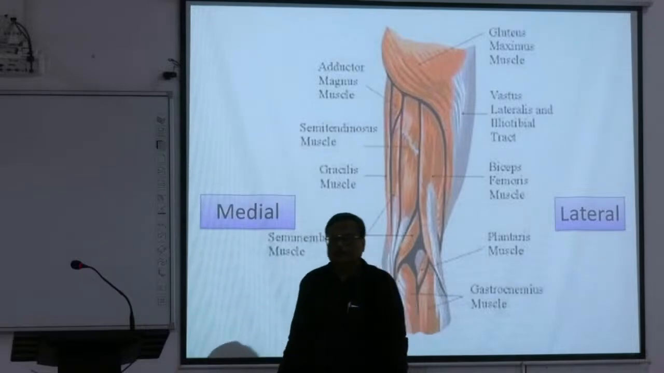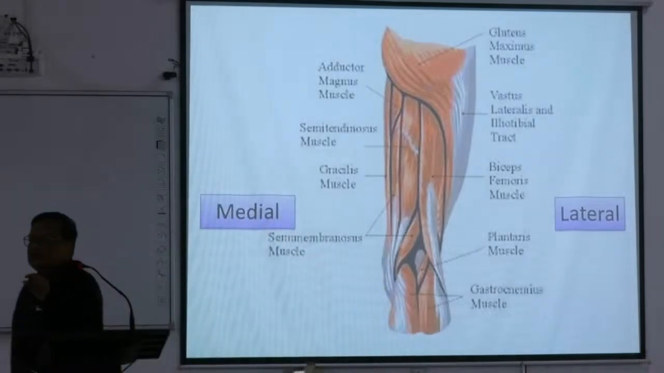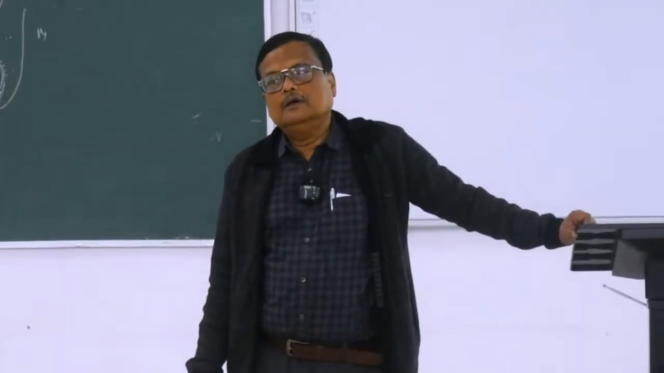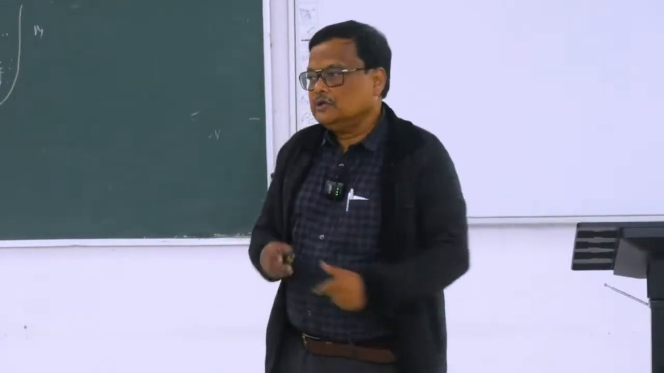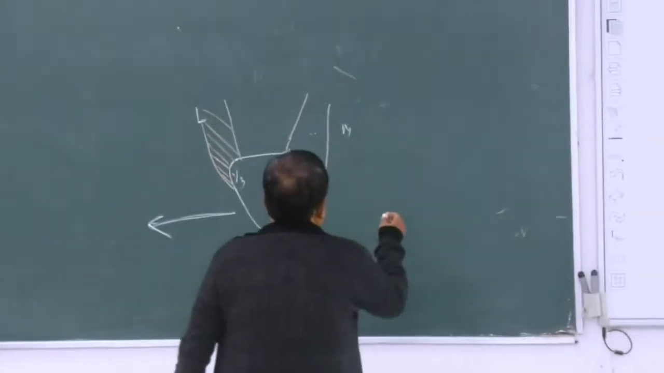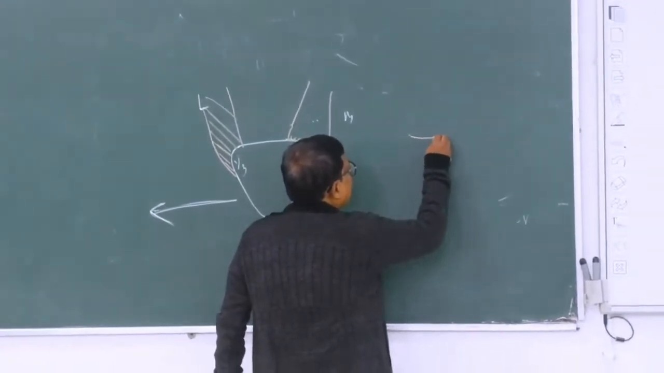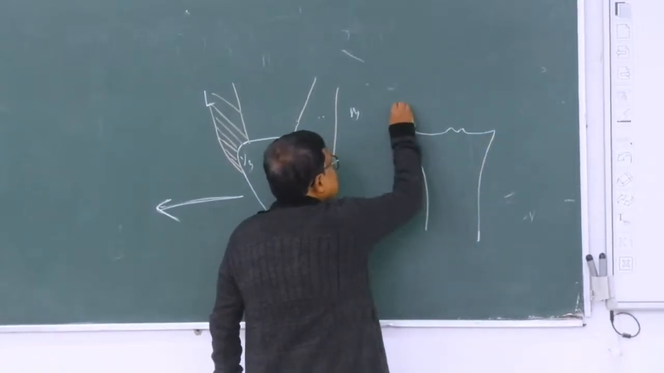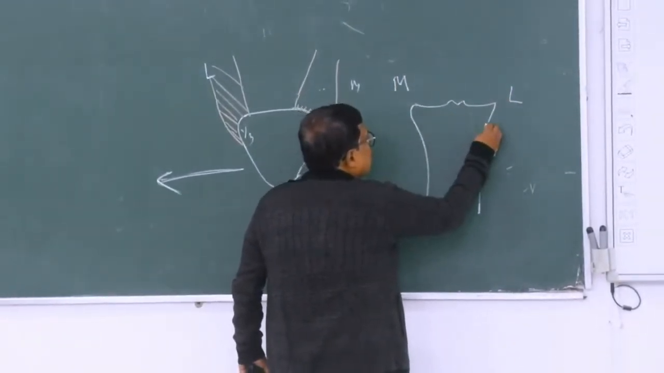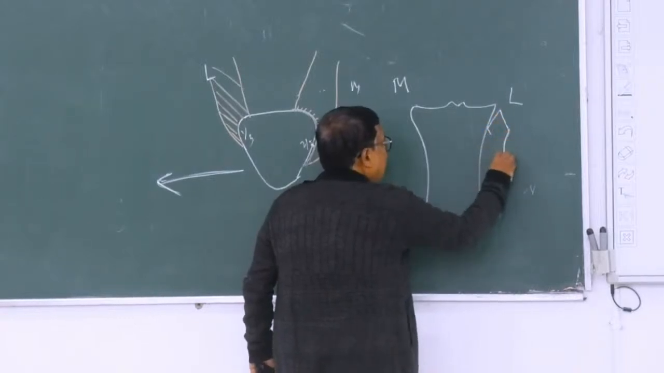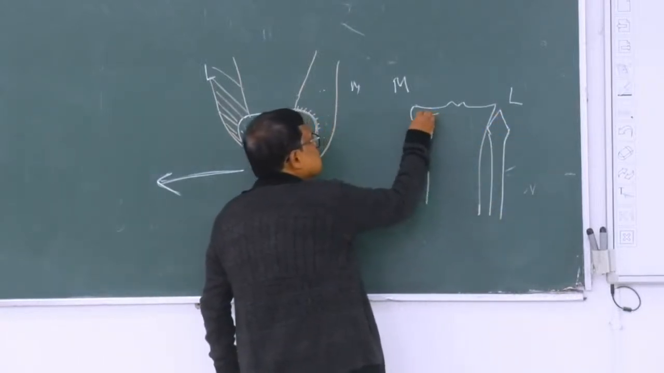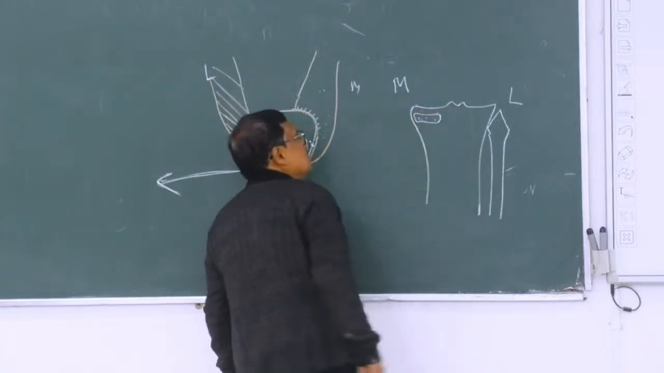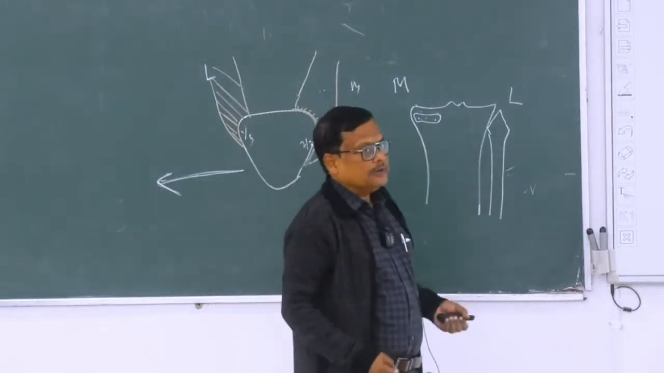Semimembranosus is posteriorly, and semimembranosus is inserted into a groove on the upper part of the medial condyle of the tibia. Do you remember the tibia you have studied? If the tibia is here, semimembranosus is inserted into here. Semimembranosus insertion, this will be important, that is why I said it.